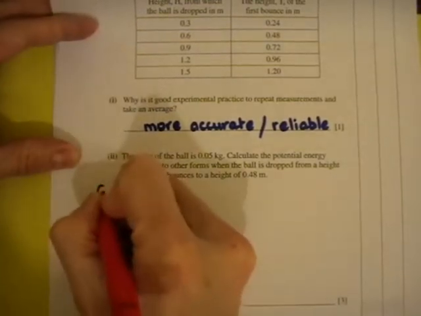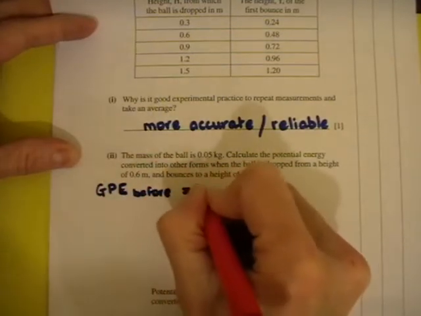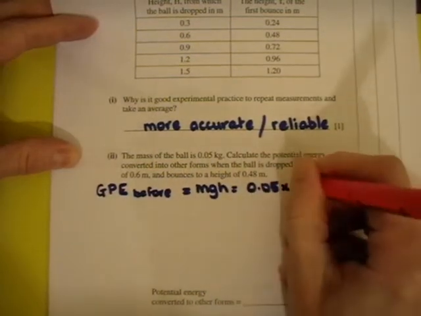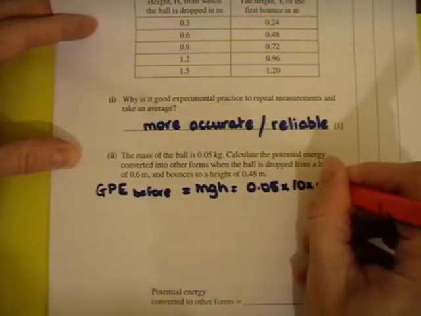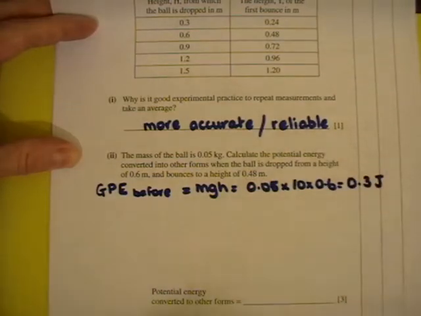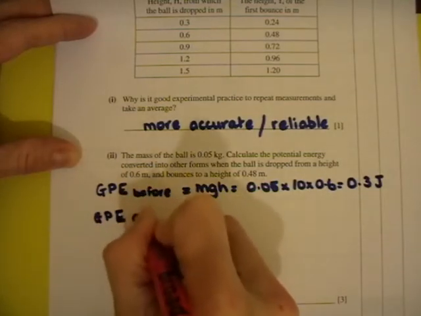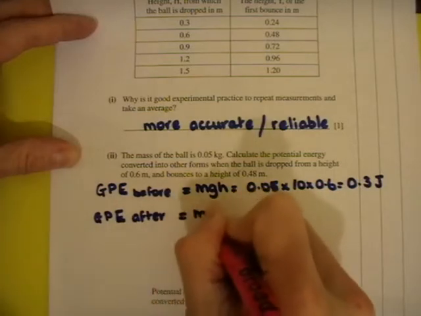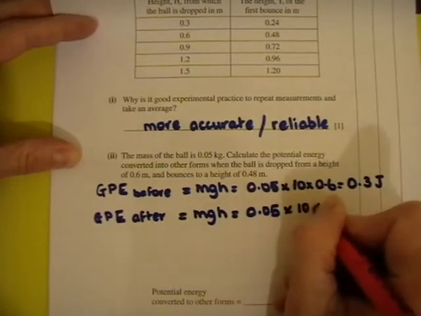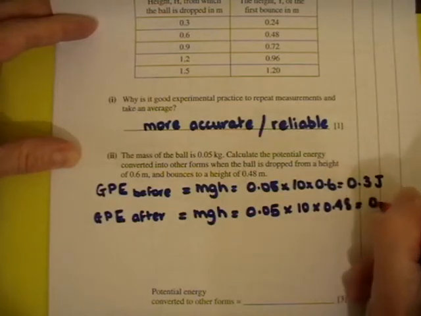So we have to calculate GPE before, and that's equal to mgh, which is equal to 0.05. g is always got a value of 10 on the earth, and it's multiplied by 0.6 metres, and that gives you 0.3 joules. Then the GPE after is equal again to mgh, and that's equal to 0.05 multiplied by 10 multiplied by 0.48, and then that's equal to 0.24 joules.